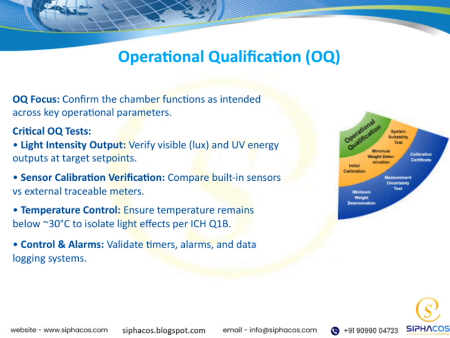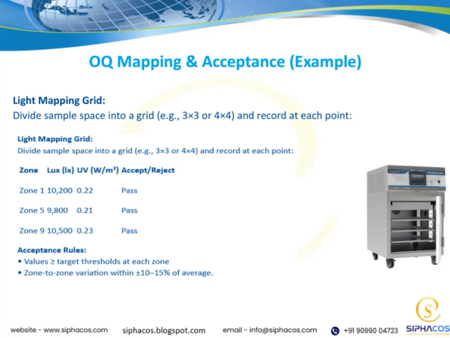This includes checking that timers are functioning correctly, alarms trigger as they should, and data logging systems accurately record the operational data. All of these tests together help us confirm that the chamber operates as intended, ensuring consistent and reliable results in our processes. Let's take a closer look at the OQ mapping and acceptance example.